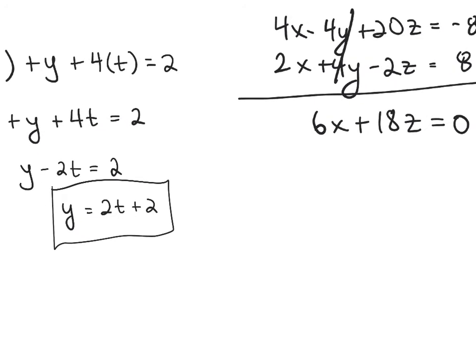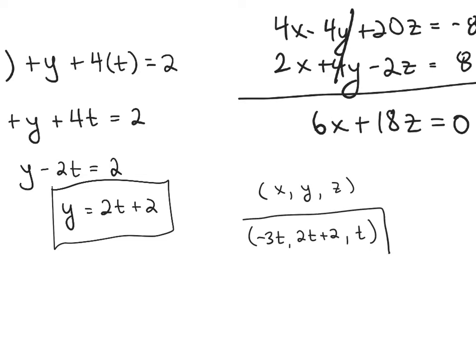So what we need to do is represent our solutions then as an ordered triple. So x comma y comma z would become negative 3t for x, 2t plus 2 for y, and t for z. And that is what's considered the solution. So dependent systems, even though they have infinitely many solutions, you can still write the solution in terms of a parameter t like this.